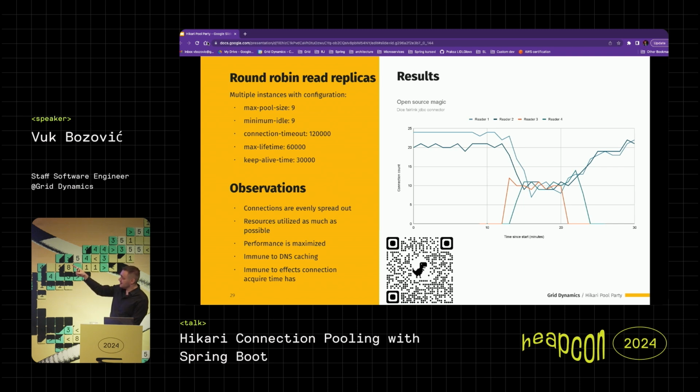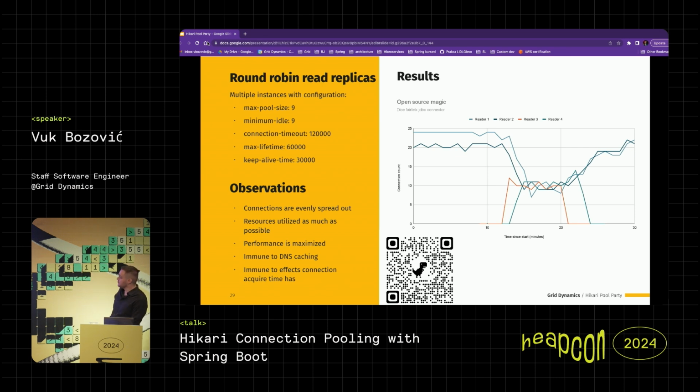How this was solved is that somebody was annoyed enough by this that they created their own JDBC connector, which is called the Dice Fairlink connector, which bypasses the DNS part completely and distributes connections on a round-robin basis. You can see that now it's much closer.